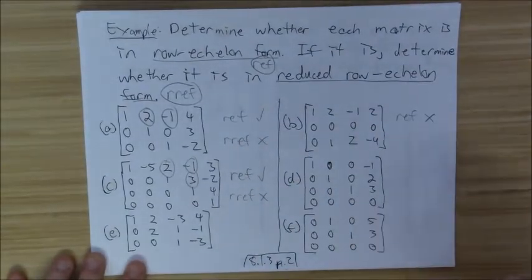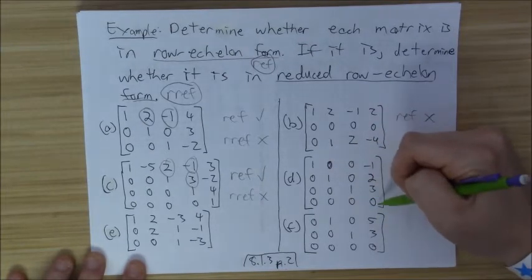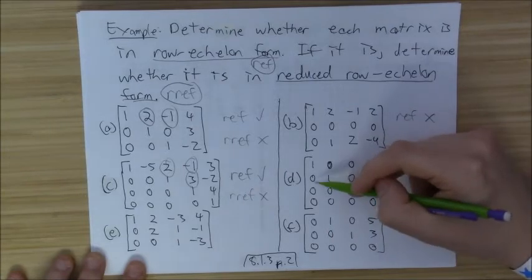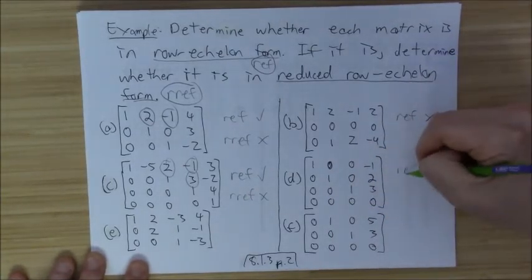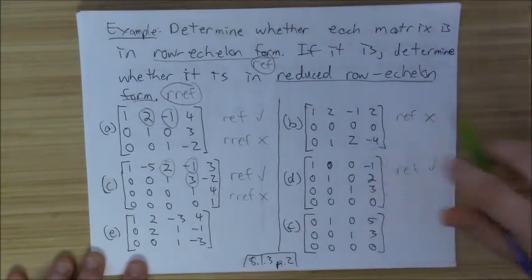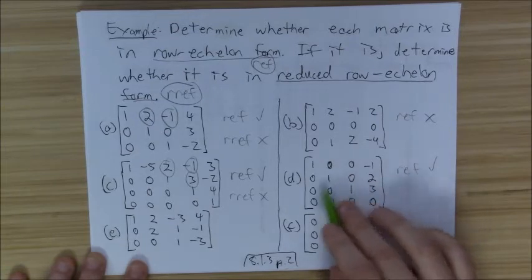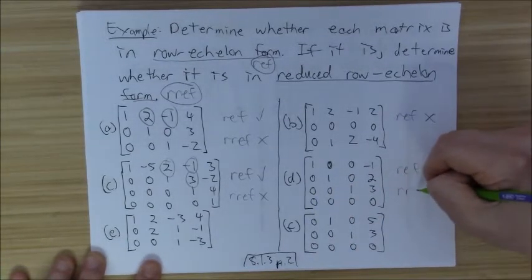This next one, again we have our leading ones, and zeros fall at the bottom, so that's good. Here we notice we have zeros in this direction, so it is in row echelon form. It's also in reduced row echelon form because everywhere there's a leading one, we have zeros everywhere else. And so that would be reduced row echelon form.